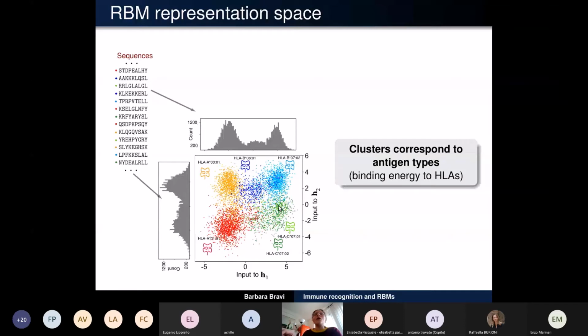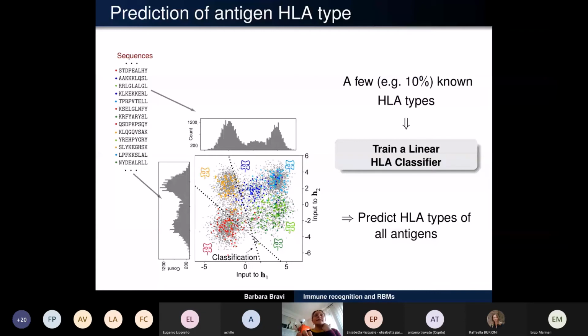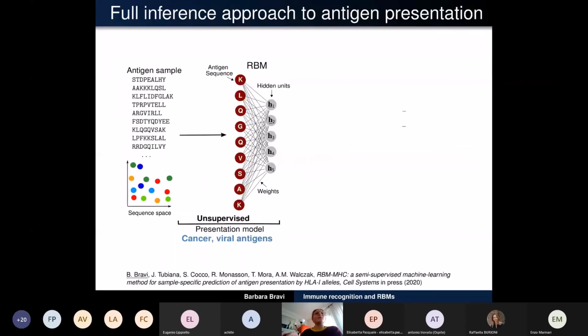So then the idea was to leverage this cluster structure to actually predict the antigen HLA type that I said is not always characterized a priori. And we do so by implementing a classification algorithm in this space that uses the information on a few antigens in each cluster to then predict the HLA type of all the other antigens in the same cluster. So let me summarize then what is the overall approach we are proposing.